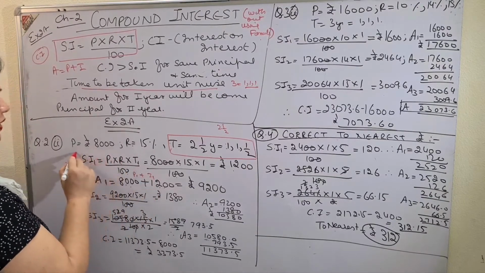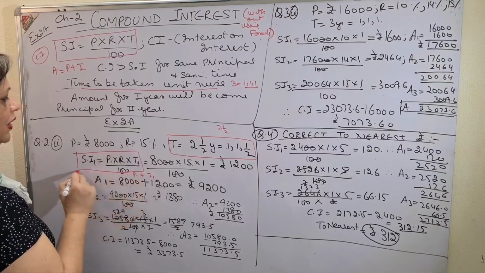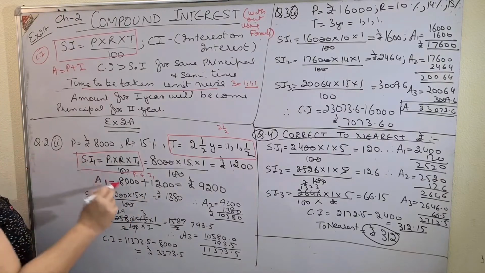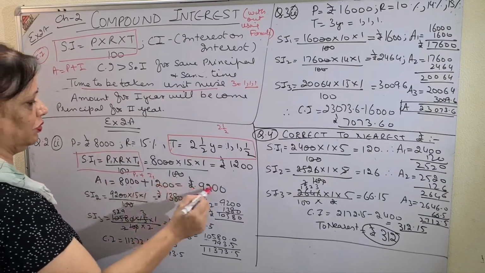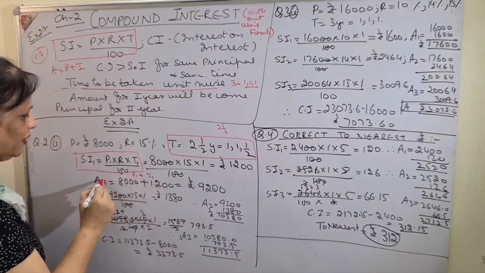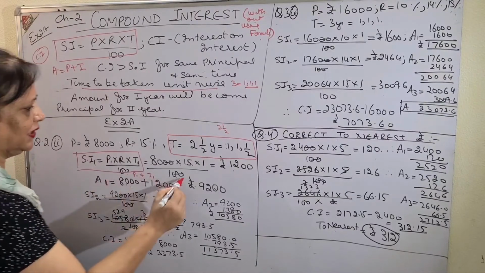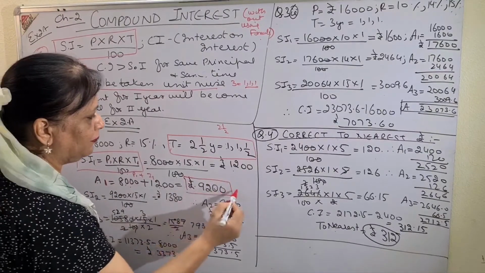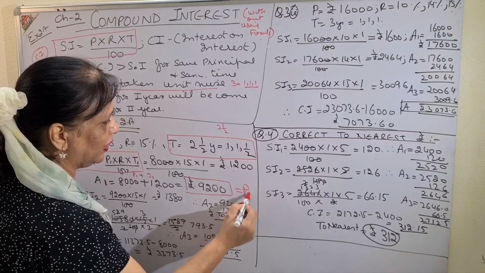Only once you have to mention the formula in the question. Formulas are to be mentioned because they carry marks. 8,000 plus 1,200 is 9,200. And of course SI2: whatever was the amount in the first year will become the principal for the second year. You will write like this.